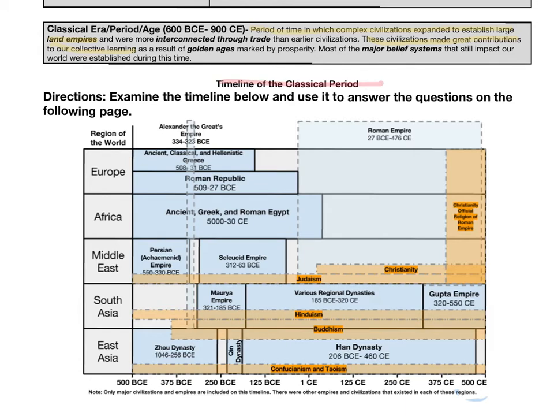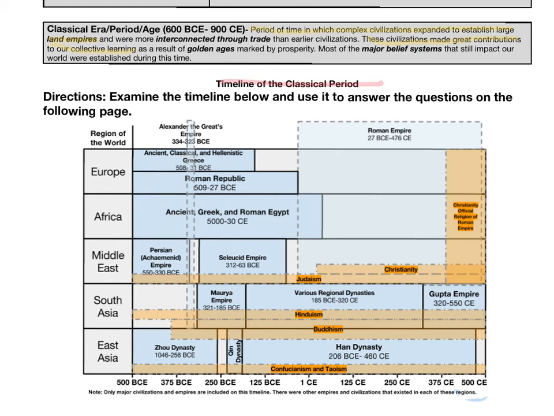If we take a look at Alexander the Great's empire from 334 to 323 BCE, we can see that his empire was in control of 4 different regions of the world: Europe, Africa, the Middle East, and South Asia.